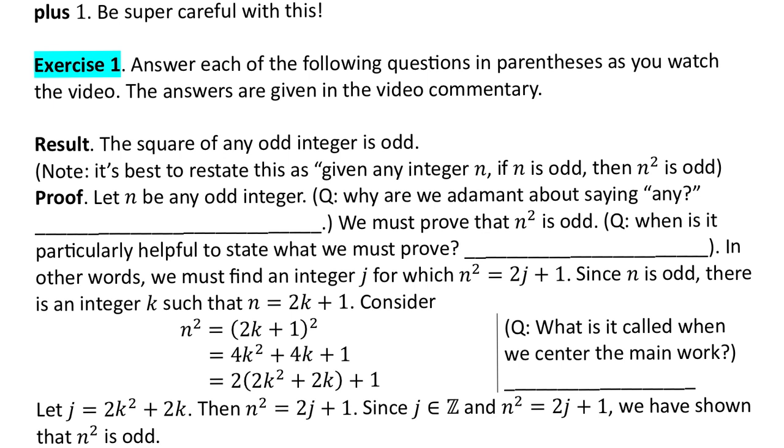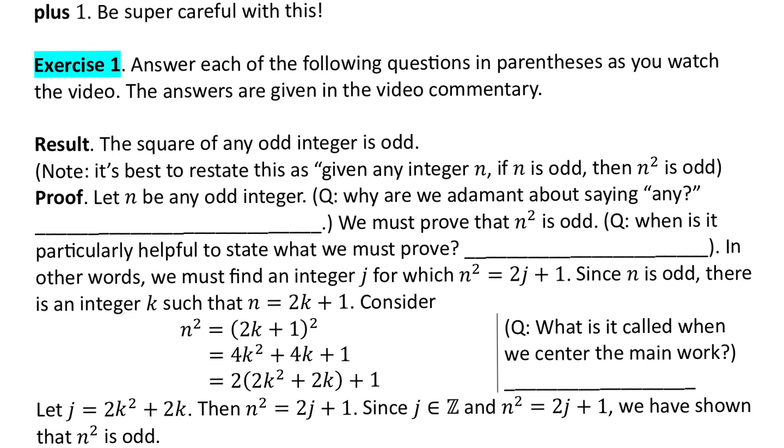Now I'm going to state, okay, what does it mean for n squared to be odd, right? We have to prove that n squared is odd. Well, that means n squared must be 2 times some integer plus 1. Now our definition says 2 times k plus 1, but we can say 2 times any integer we want. And so I want to find an integer j so that n squared is 2 times j plus 1.